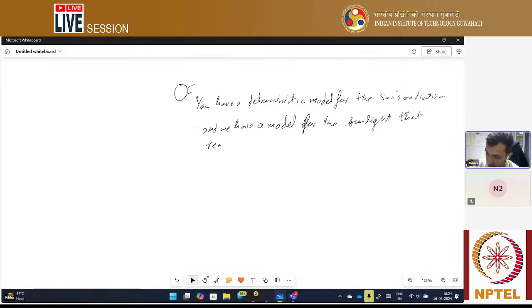Yes, coming back, we have a model for this. Yes, and hi, Prathamesh. For sunlight that reaches the Earth, per square meter of Earth, and then we have water.